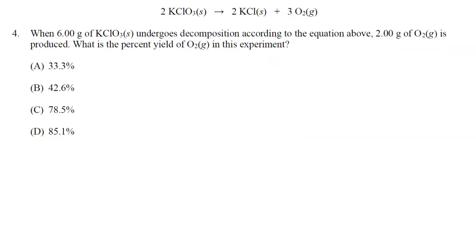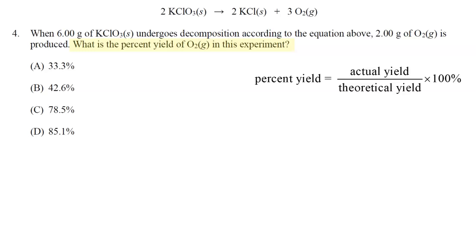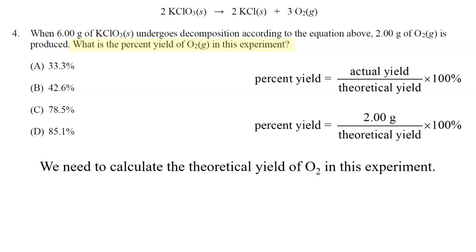Now, let's take a look at question 4. Question 4 says when 6.00 grams of KClO3 undergoes decomposition according to the equation above, 2.00 grams of O2 is produced. What is the percent yield of O2 in this experiment? The equation for calculating the percent yield is actual yield divided by theoretical yield times 100. And we are given in this problem that 2.00 grams of O2 is produced. So that is the actual yield. What we need to calculate in this problem is the theoretical yield of O2.